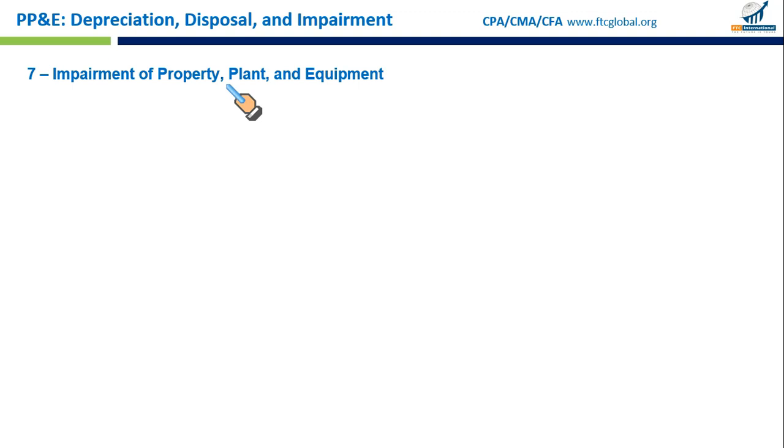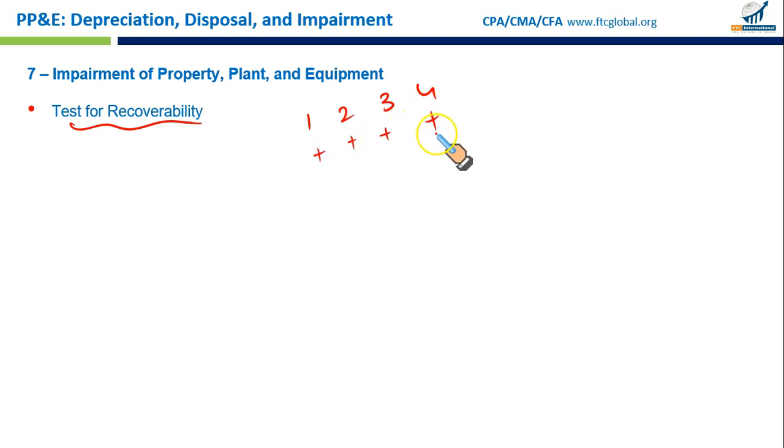GAAP says that when there are events or changes in circumstances suggesting that whatever we are carrying in the books as the book value of the assets may not be recoverable, in such a situation we have to conduct an impairment test, and that's what we're going to do now. Test of recoverability. Let's say we have an asset that will last 4 years, right? And it will generate some cash in these 4 years, including its disposal proceeds.